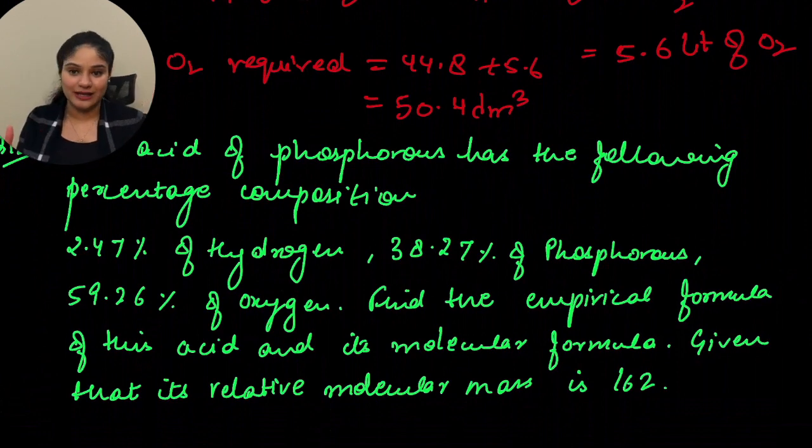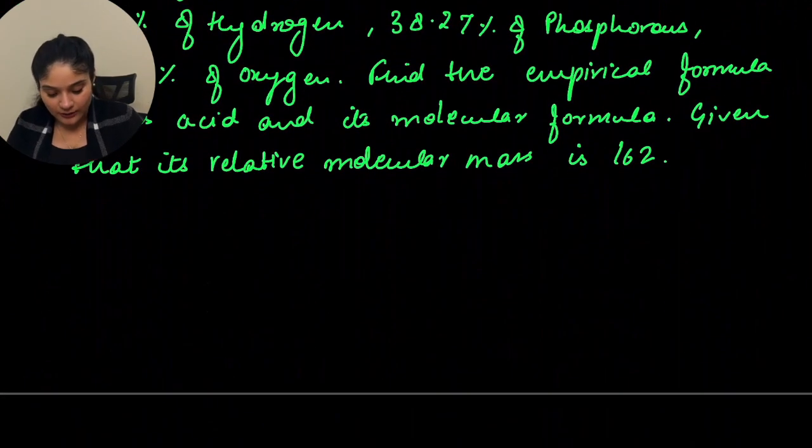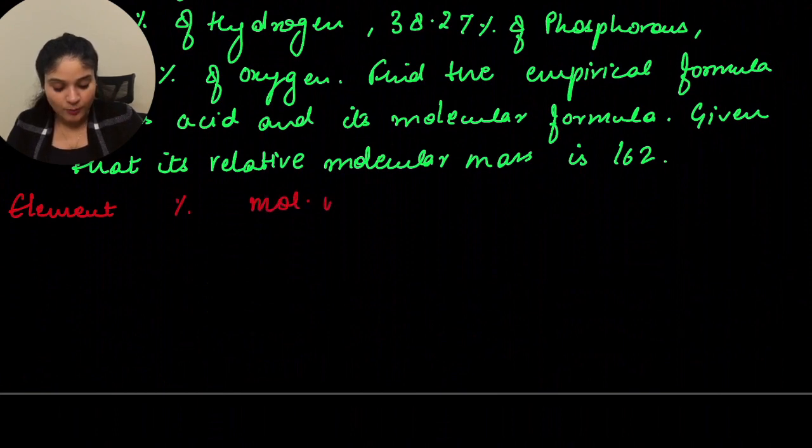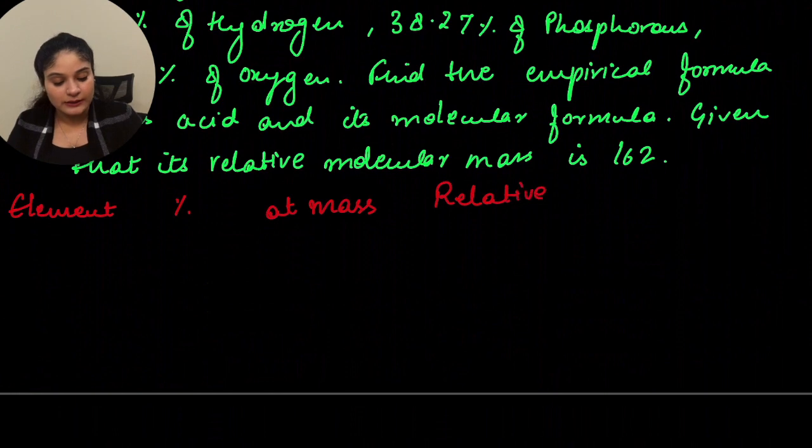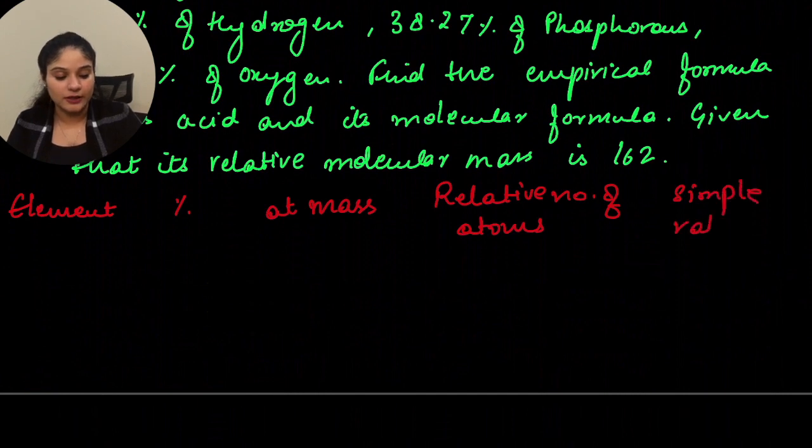What does the method tell us? Method tells us make the chart. So let's quickly make the chart. We are looking for element, percentage, atomic mass, relative number of atoms, and we are looking for simple ratio.